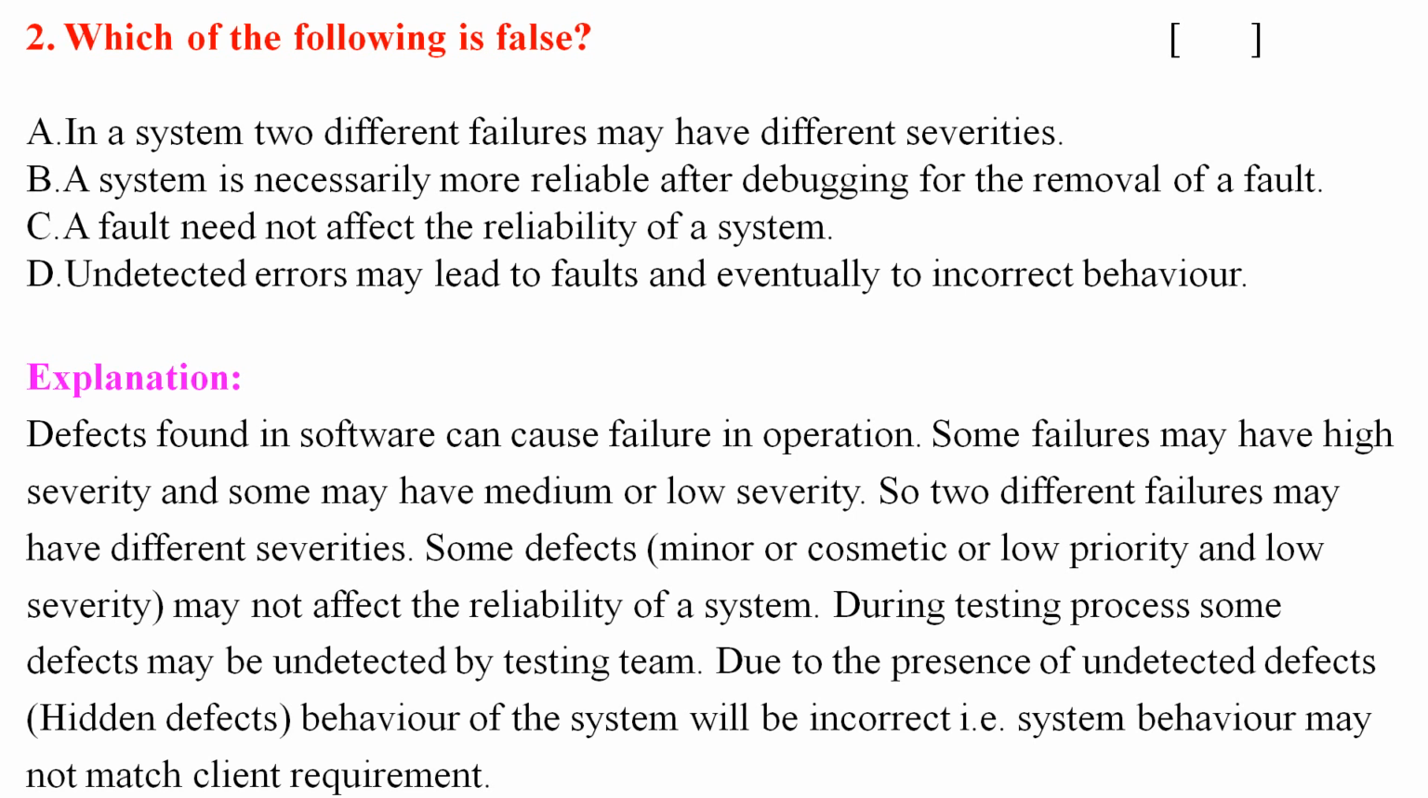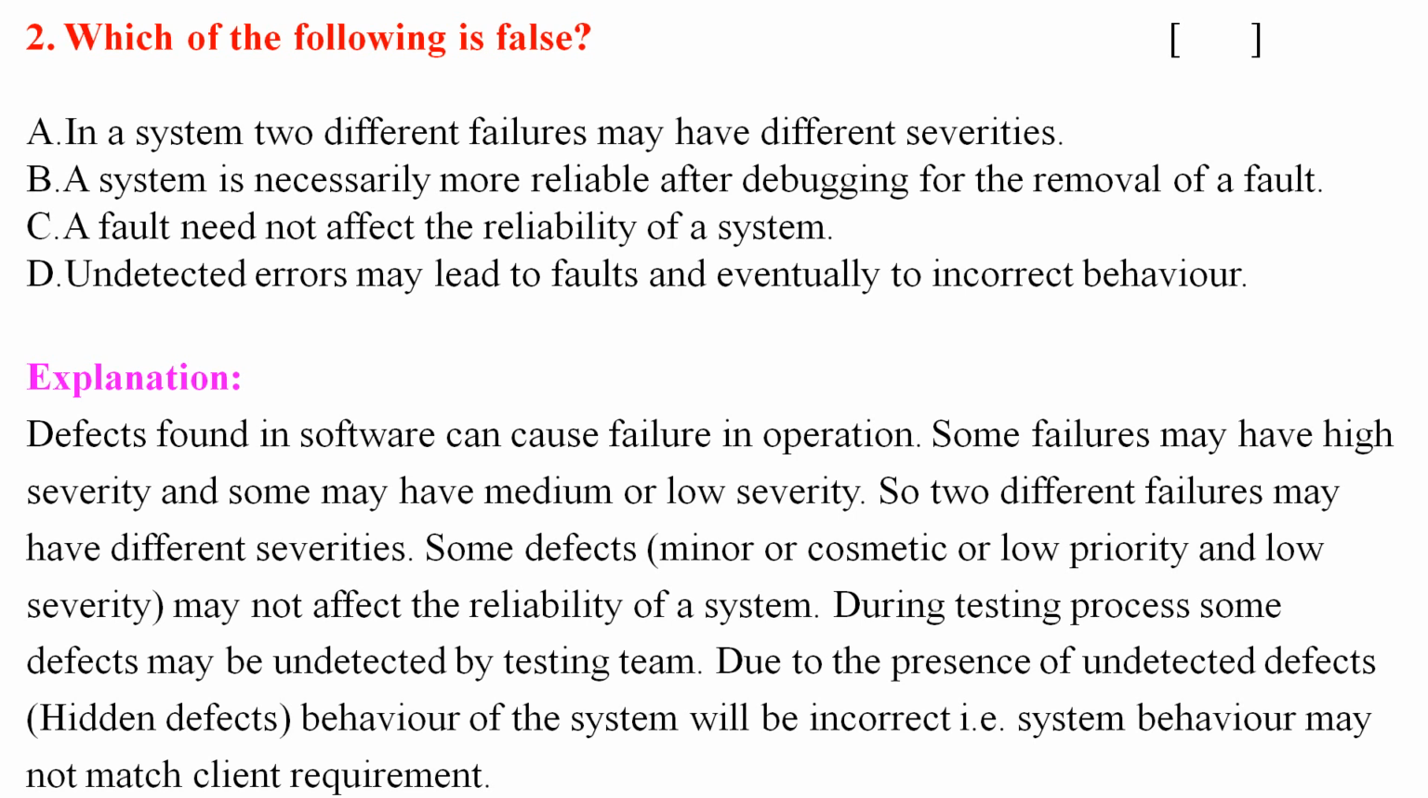So, in a system, two different failures may have different severities. Yes. Say, for example, as a software test engineer, you have found 100 defects. All the 100 defects do not have the same severity. Some defects may have high severity, some defects may have a medium severity, and some defects may have a low severity. So, in a system, two different failures. Failure means why did we get a failure? Due to the fault in the software. Right? So we will have different severities. Yes, that is true.